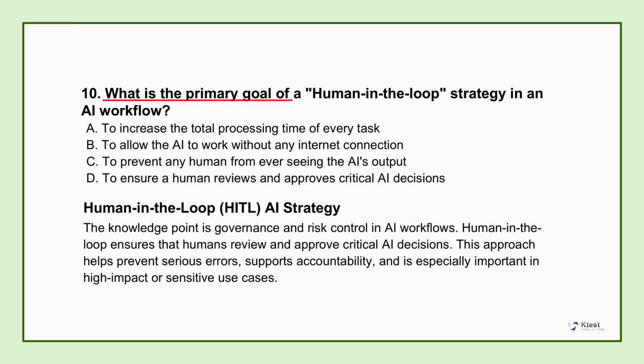I love option A, to increase processing time. That sounds like bureaucracy as a service. It really does. How can we make this take 3 days instead of 3 seconds? But no, the answer is clearly D, to ensure a human reviews and approves critical AI decisions.